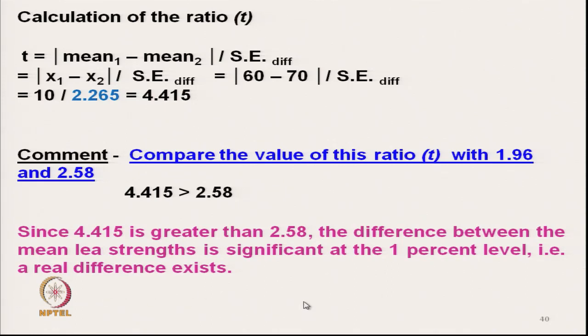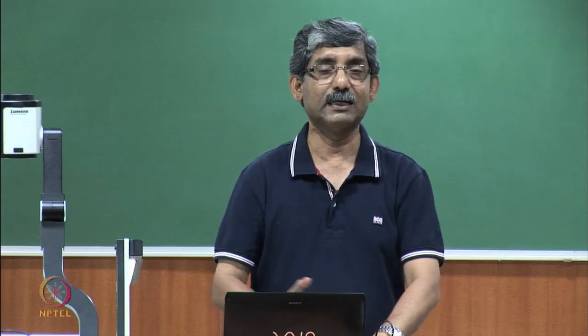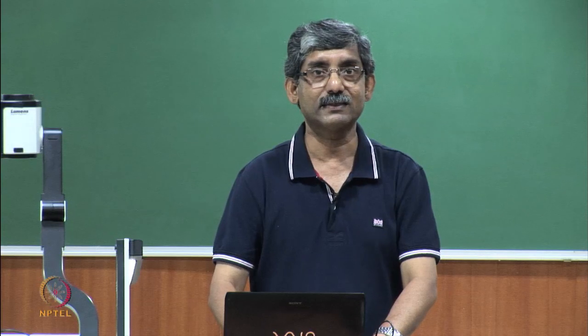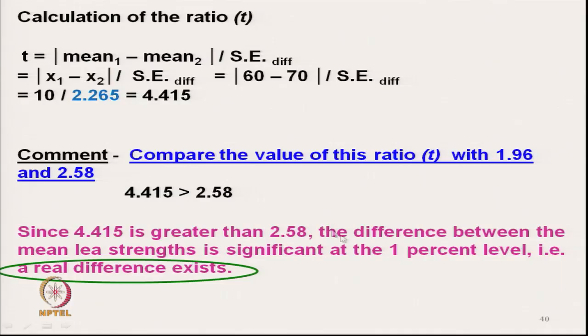So, in this case, our decision would be that we must reject yarn A, which is of 60 strength. Okay. We can reject yarn A and retain yarn B. Okay. So, this is about the significance of difference in mean. Okay, a real difference is there.